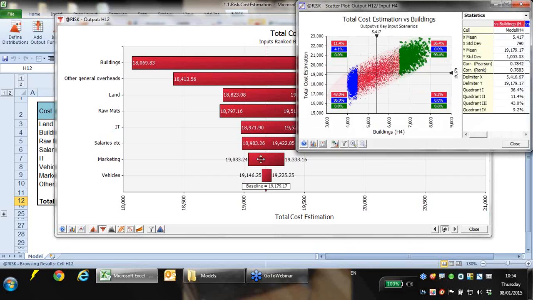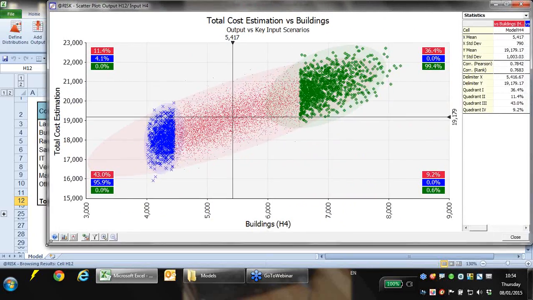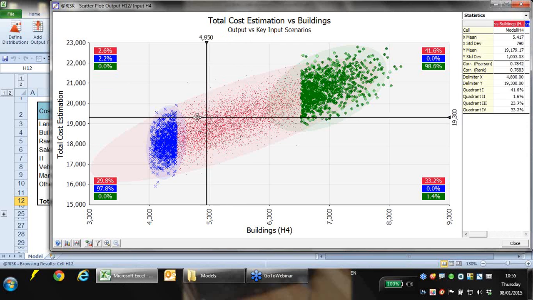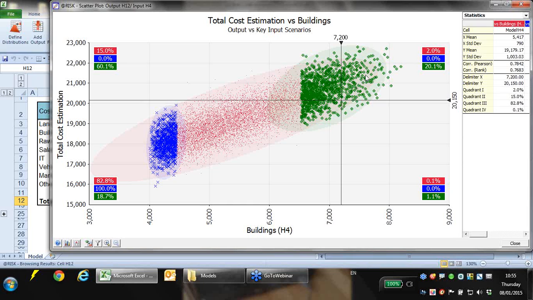If we take a look at that, let's see what that means. This is a scatter plot, and on it we've got 10,000 different samples plotted. Those 10,000 scenarios which we just ran with At Risk have been plotted here, and along the x-axis we've got the cost of buildings, and along the y-axis the total project cost. When the cost of buildings is at the low end, our project cost is low. When the cost of buildings increases, our project cost increases, which is what we'd expect, but it's still quite nice to be able to see that relationship.